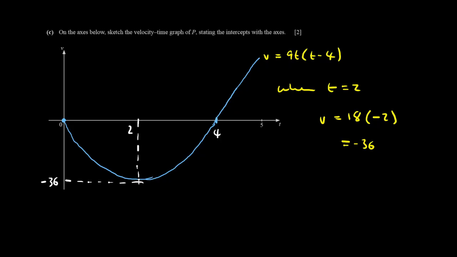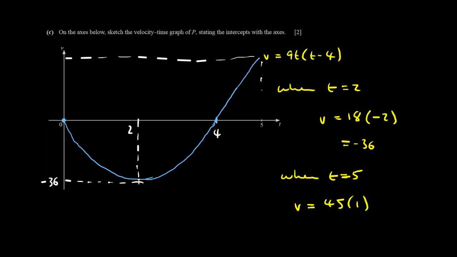And we probably also want to do it when t is equal to 5, I think, just to be complete. When t is equal to 5, velocity is equal to 9 times 5, which is 45, and 5 minus 4, which is 1. So this coordinate here is going to be 45. So I'm just going to label that. Okay. When t is equal to 5, the velocity is equal to 45. Okay, and that should be our expression for the velocity-time graph.